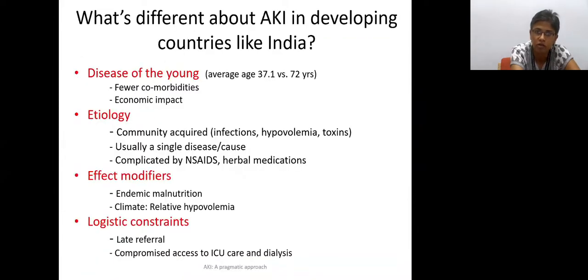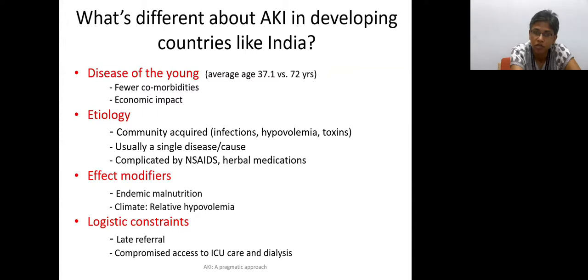But what's different about acute kidney injury in developing countries like India compared to, say, the Western world? One is that our patients are a lot younger. As a result, they have fewer comorbidities. This is a good thing in that they're likely to recover better from an acute kidney injury. But if they don't recover, this has a huge economic impact because they're often economically productive members of society. And especially if they're the sole breadwinner, this can have a devastating impact on their families.